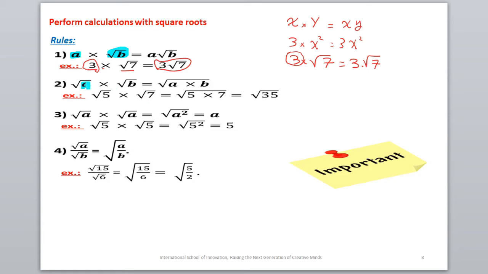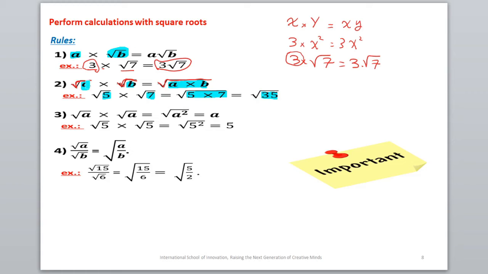It's in this case: radical A times radical B is equal to what? Radical A times B. A is inside the radical, B is inside the radical. So we combine these two radicals into one big radical, and we multiply A times B. For example, radical 5 times radical 7. 5 is inside the radical, 7 is inside the radical. So we combine the two radicals into one radical, and we multiply 5 times 7. 5 times 7 is 35.